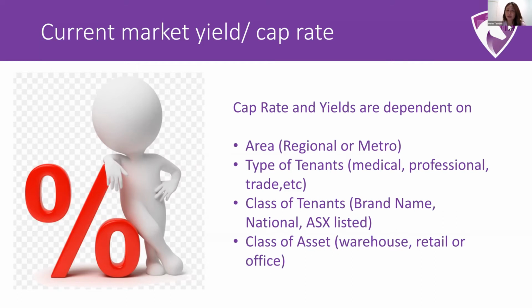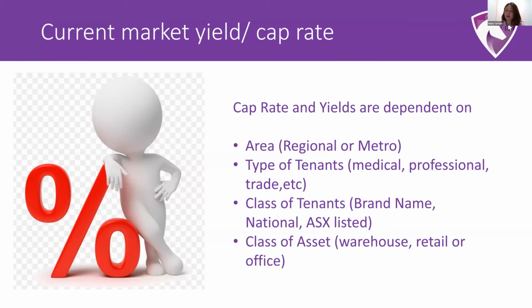So for example, you wanted to buy in a metro, you want to buy medical, and you want to buy a brand name type tenant, and you wanted to buy a property that is a warehouse. Say you've chosen all of those. If that's the case, then you are probably going to be looking at somewhere between 2 to 4% in terms of the cap rate and yield on that property. Now, if that changes and you're looking at a regional area and you want a medical type tenant still in regional, but you still want your brand name and you still want a warehouse property, that may change that to now a 6% yielding property. So that all, of course, depends on the location.